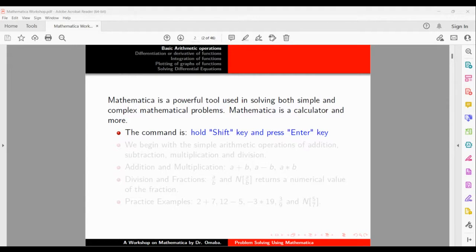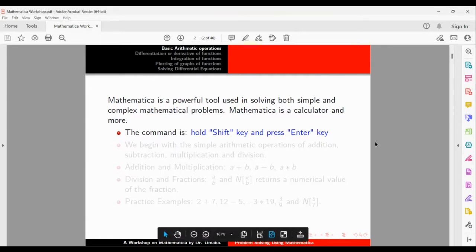Now, for you to do any command in Mathematica to give you an answer, to give you a result, the two keys that are very important are the shift key and the enter key. So you have to hold the shift key and then press the enter key. All right, so that's what we have to do.